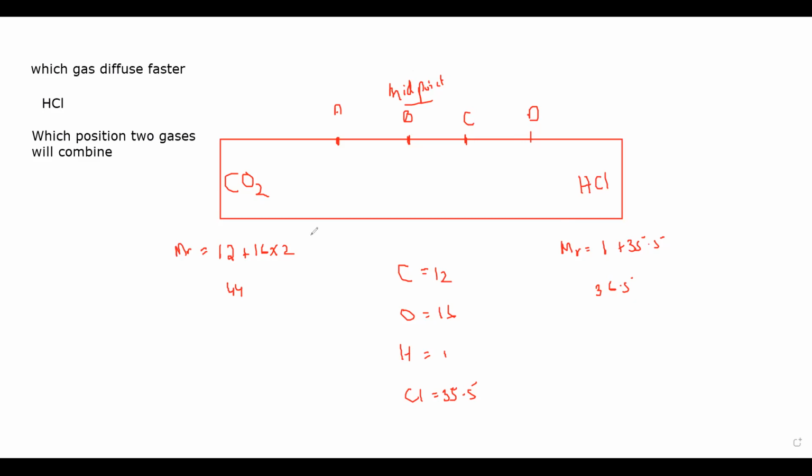Why can it not join at B? Because they have different masses. And we know HCl is lighter, so it will diffuse or move faster, and CO2 will move slower. So where will they combine? The likely position they will combine will be A. So lighter gases will diffuse faster as compared to heavy gases. Is it clear?